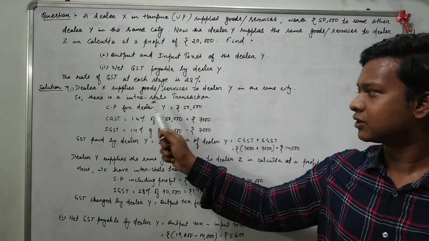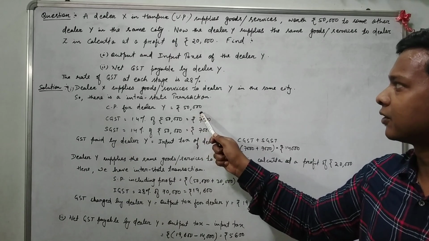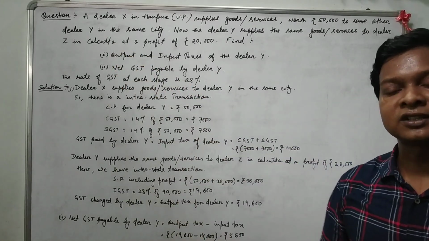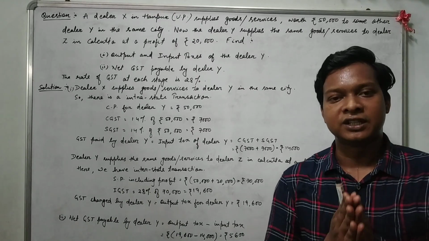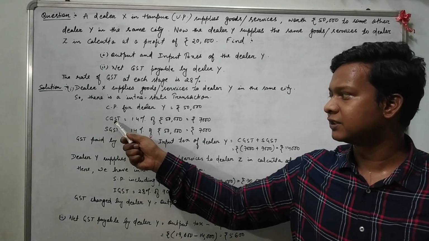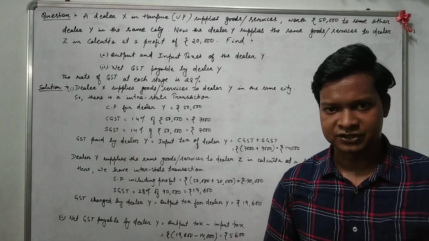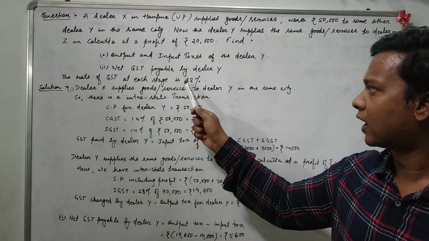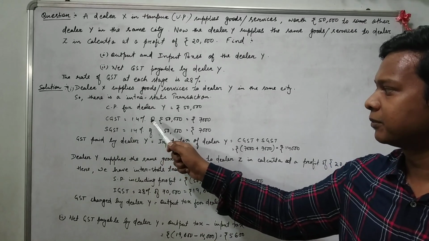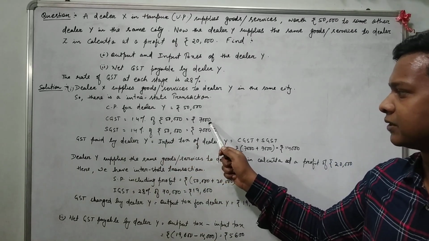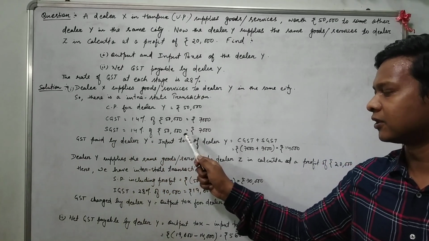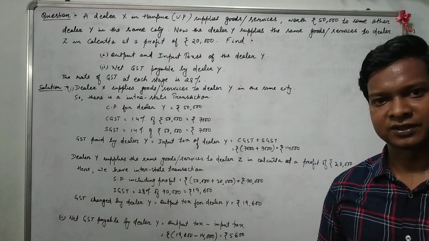In intrastate transaction, we have the cost price as rupees 50,000. Cost price for Y is rupees 50,000. So, in intrastate transaction, the rate of GST is divided into two parts. One for the CGST and another for the SGST. So, CGST charge is 14%. Half of 28 is 14. So, 14% of rupees 50,000, that is rupees 7,000, and SGST 14% of rupees 50,000, that is rupees 7,000.